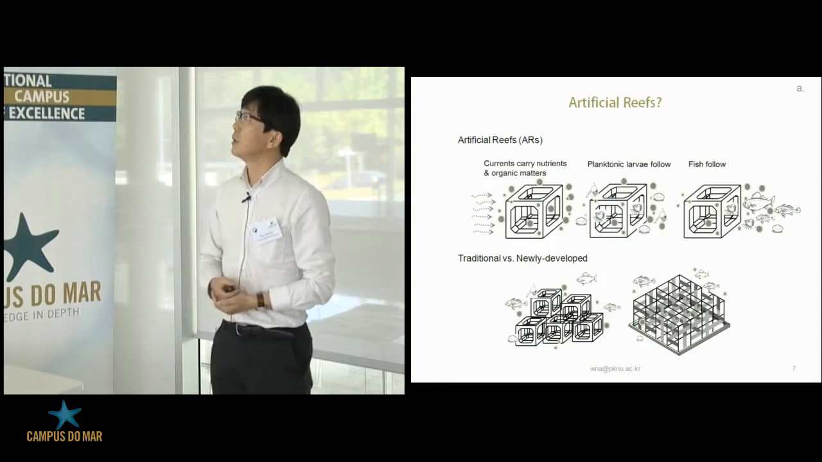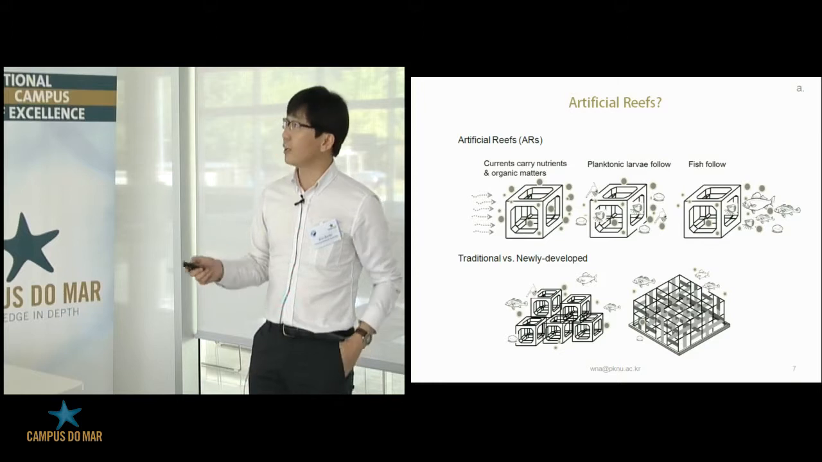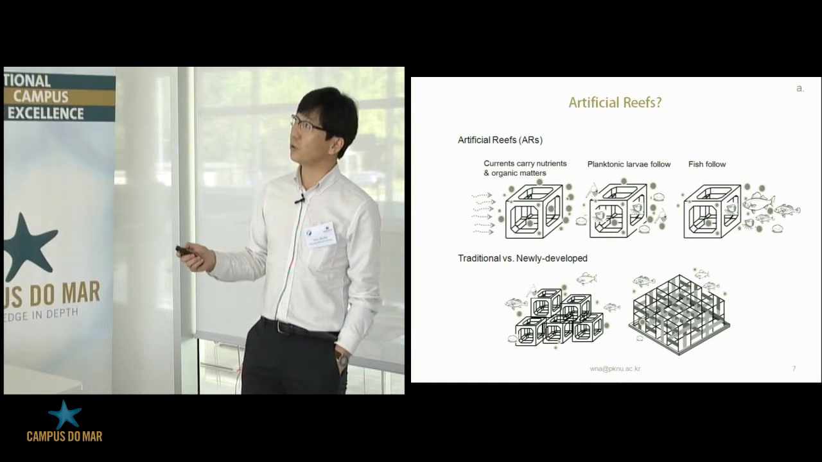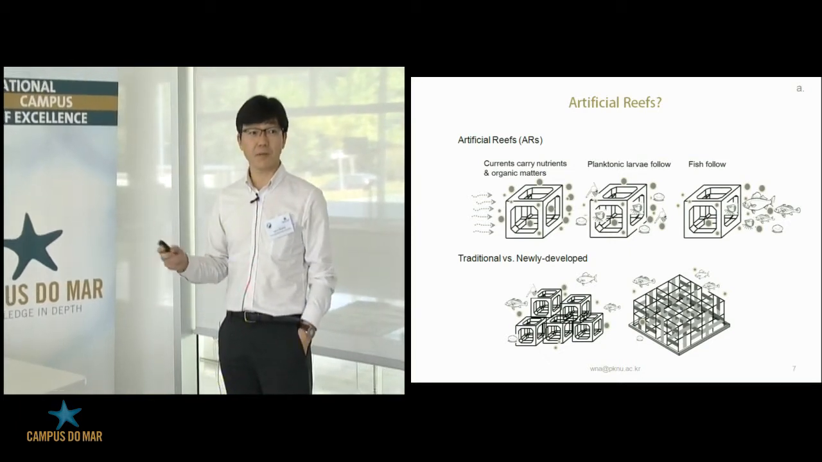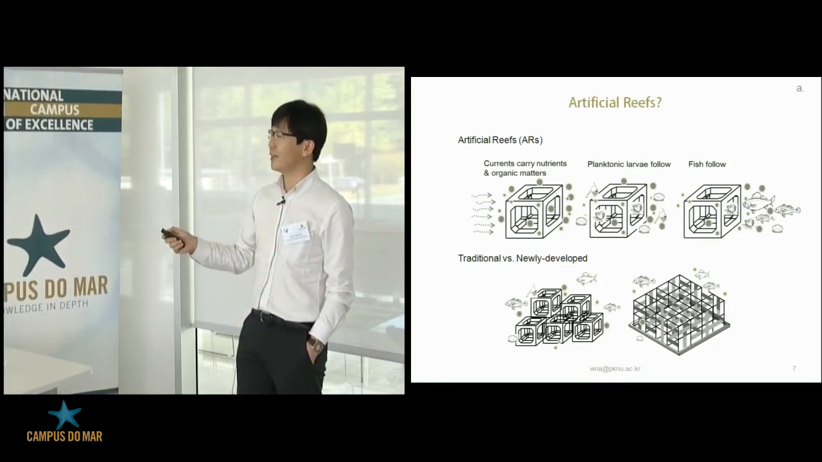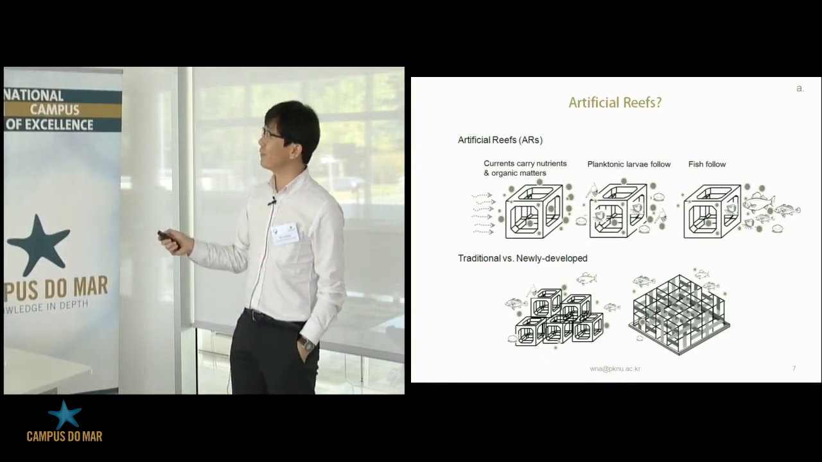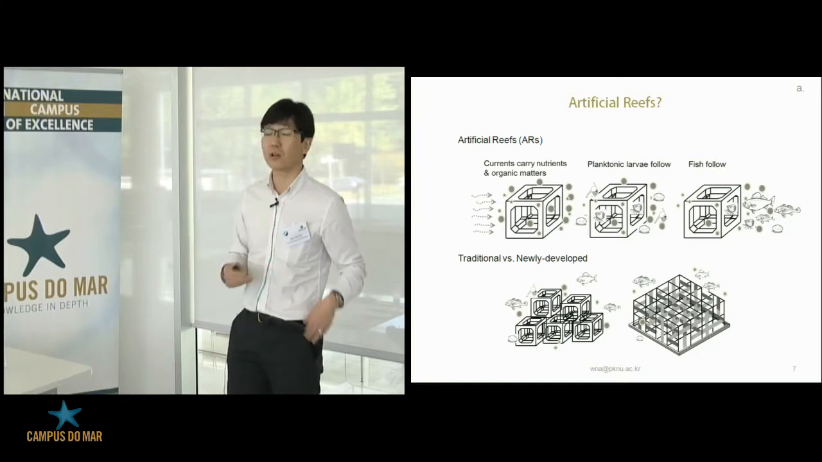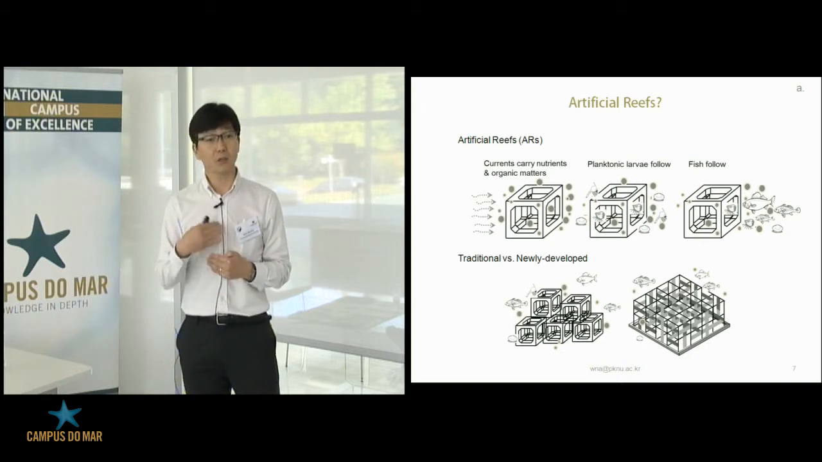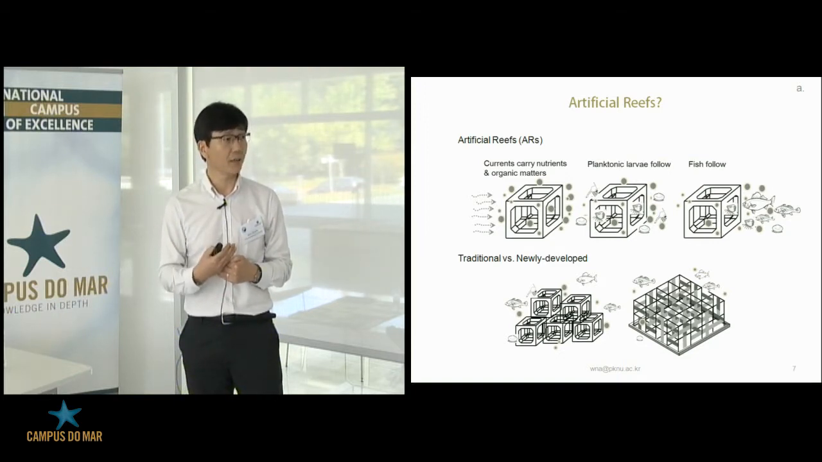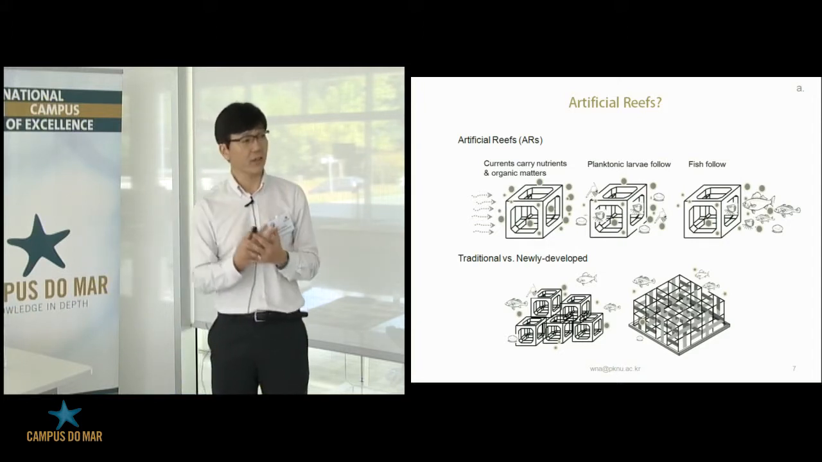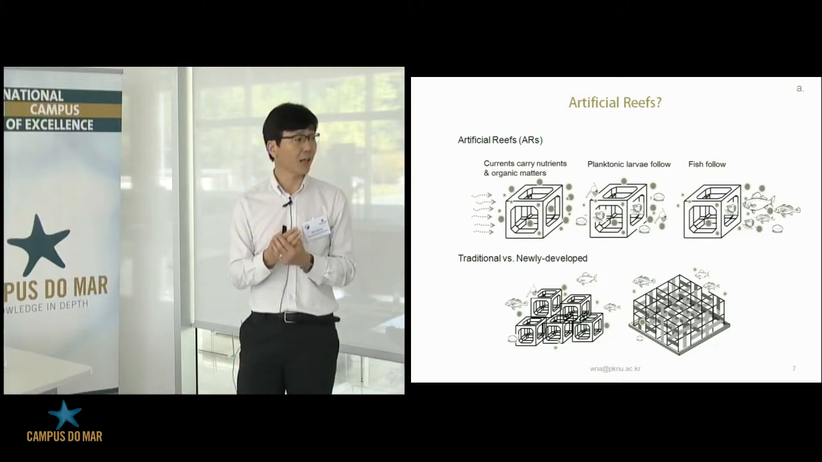So I investigated what artificial reefs are about, and basically many scientists say current carries nutrients and organic matters around artificial reefs, especially downstream. And the planktonic larvae follow, and fish follow those mechanisms. Of course, there is some debate about artificial reefs. Some scientists say attraction is the only possible way. Some scientists say, no, production is another option. That is called the attraction and production debate about artificial reefs.